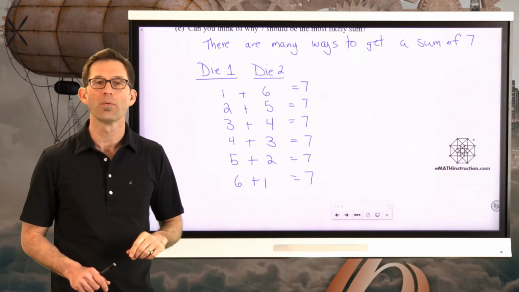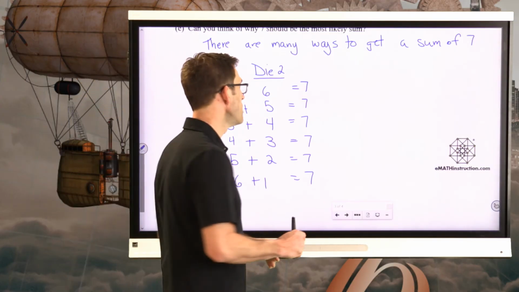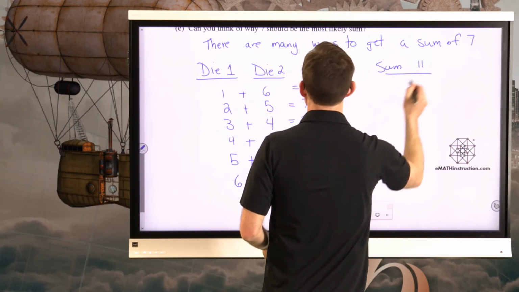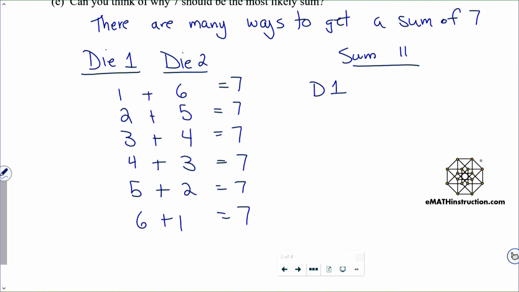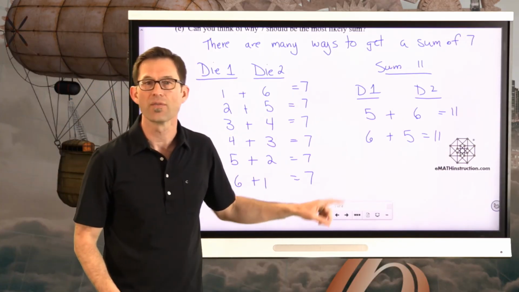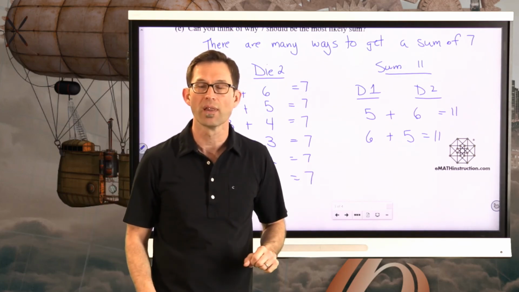Let's take a look at one that would be unusual. Like, let's say a sum of 11, right? How could you get a sum of 11? Well, again, you've got your die 1 and you've got your die 2. Well, a sum of 11 can actually only happen in 2 ways. You could get a 5 and a 6, or you could get a 6 and a 5, right? There are 6 different ways you can get a sum of 7. There's only 2 ways you can get a sum of 11.